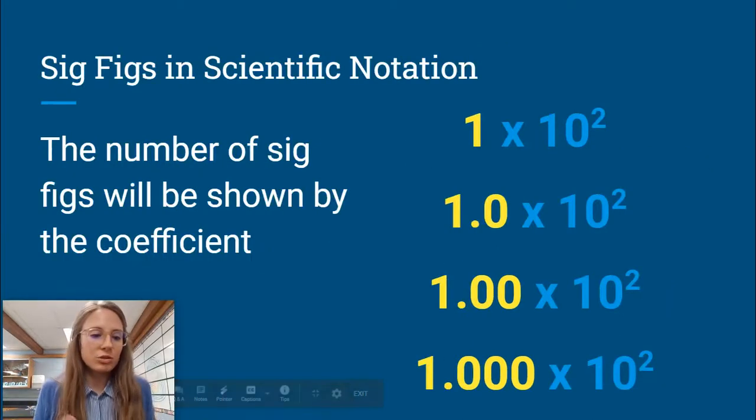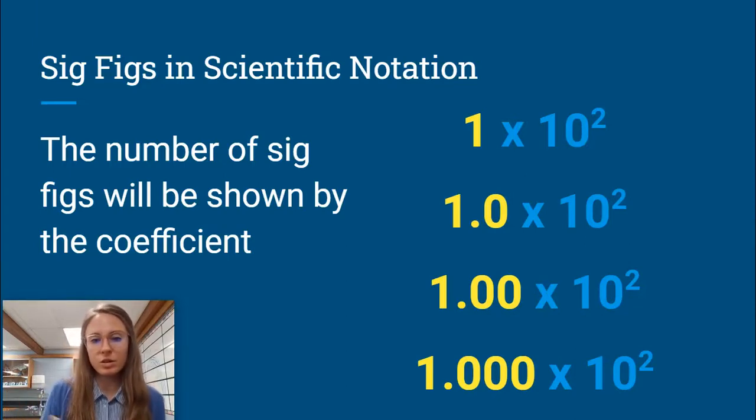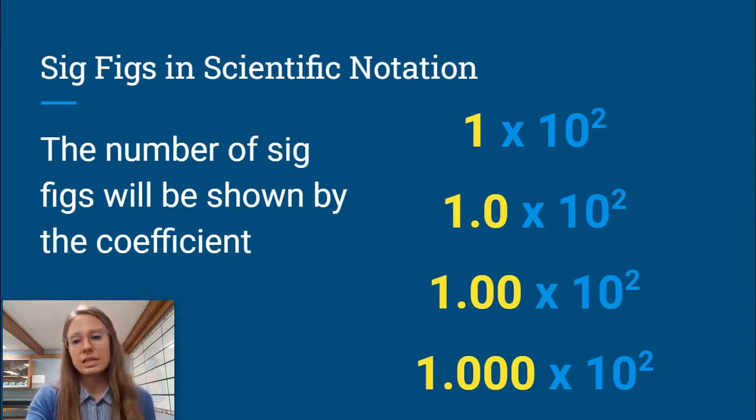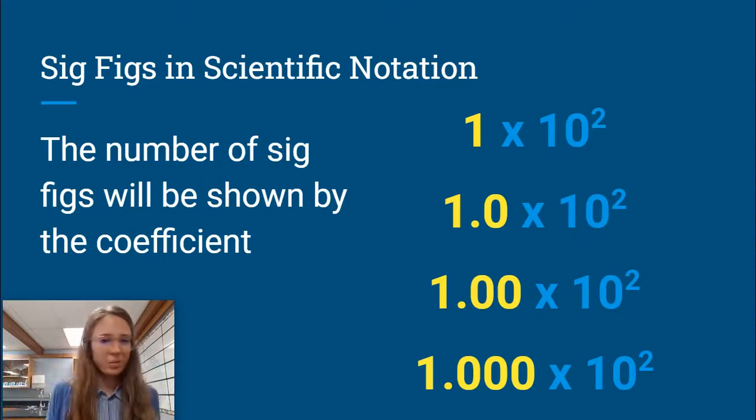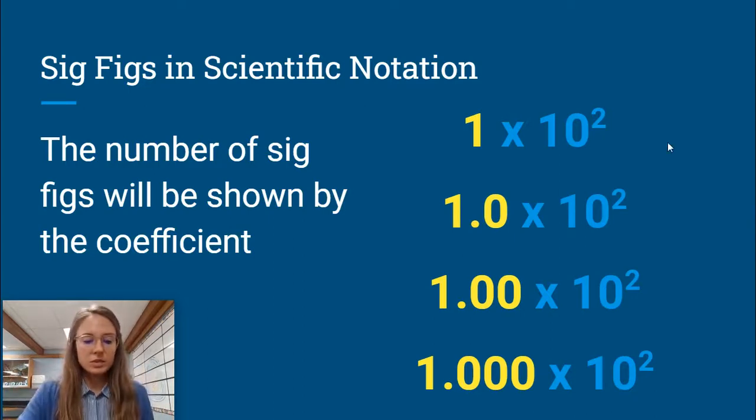And the way that we usually represent that is by using scientific notation. So for instance, every single one of the numbers on the right side of your screen are all 100. However, the top number has 1 sig fig, the second number has 2 sig figs, the third number has 3, and the fourth number has 4. So it's the same number, they all equal 100, but they have different numbers of sig figs based on the way that they were written. So based on how many sig figs you want your number in standard form to have.